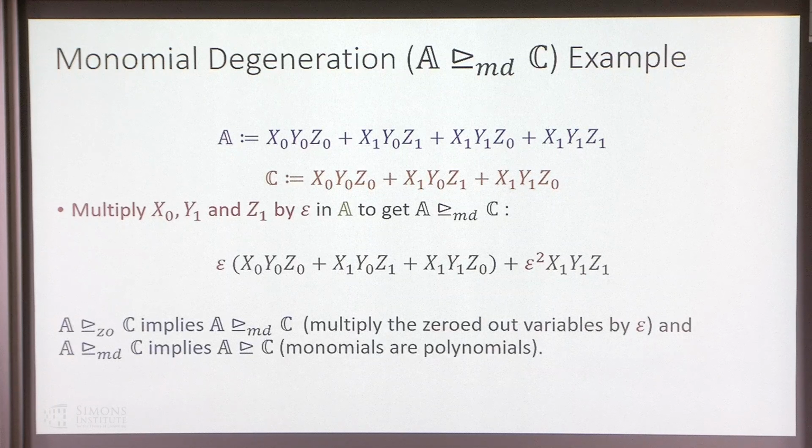Okay, so now back to Russell's question. If you can zero out to C, you can also monomially degenerate, because everything that you zero out, you just multiply by epsilon. You'll get exactly what you want.